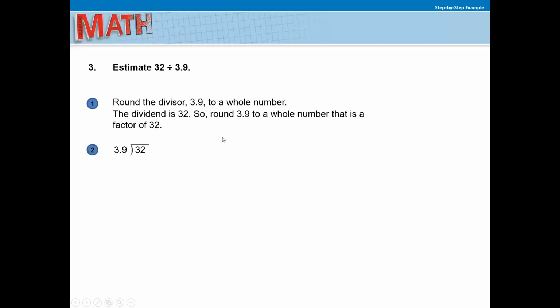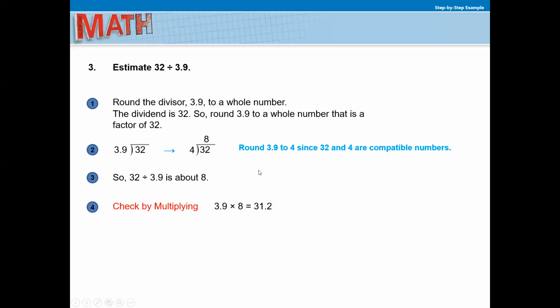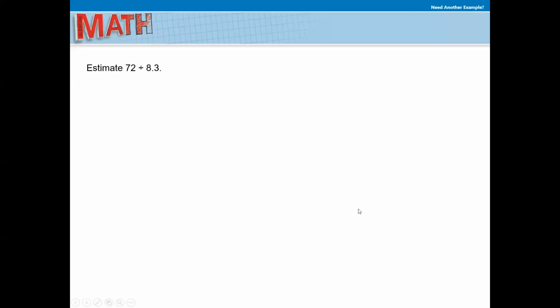32 divided by 3 9/10. We're going to estimate 32 divided by 4 is 8. Round 3 and 9/10 to 4 since 32 and 4 are compatible numbers. 32 divided by 3 and 9/10 is about 8. Check by multiplying. 3 and 9/10 times 8 equals 31 and 2/10. 31 and 2/10 is approximately 32. We have reasonableness.